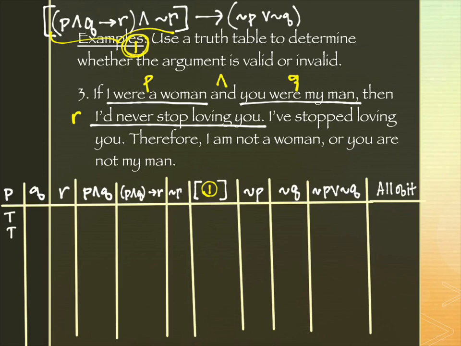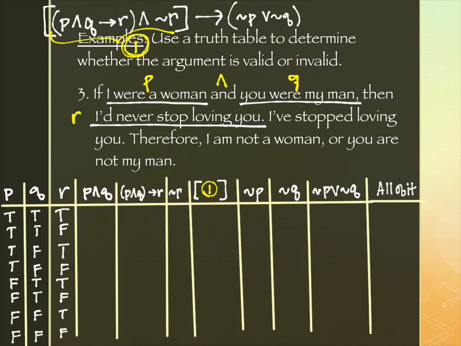4 truths, 4 falses. Pairs, I do true, true, false, false, true, true, false, false. And the next one we oscillate. True, false, true, false, true, false, true, false.